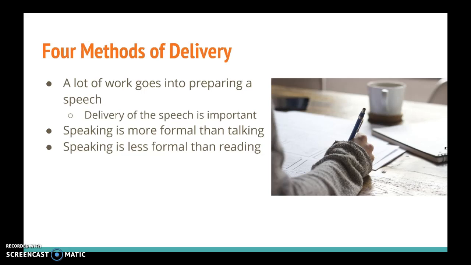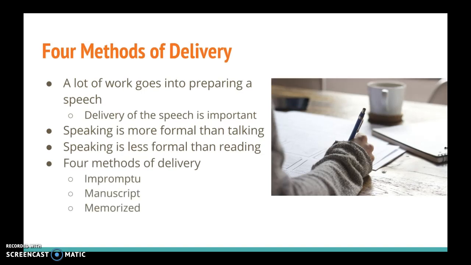With all that being said, we need to talk about 4 different methods of giving a public speech. And these are going to be impromptu speaking, manuscript, memorized, and extemporaneous speaking. So let's dive into each of these in turn.